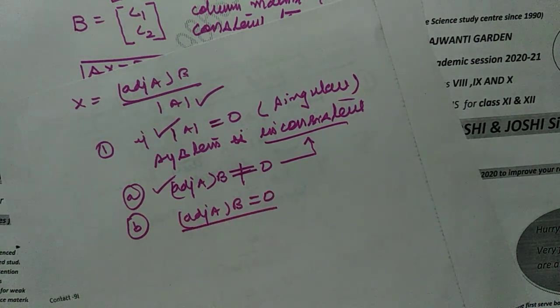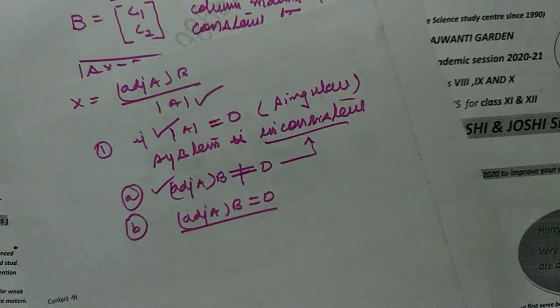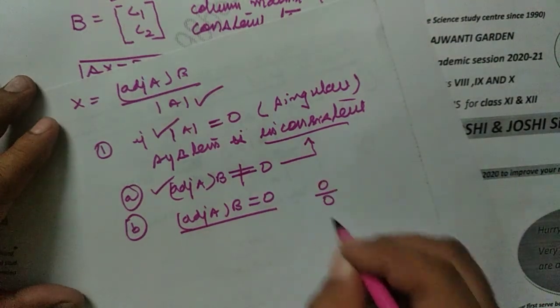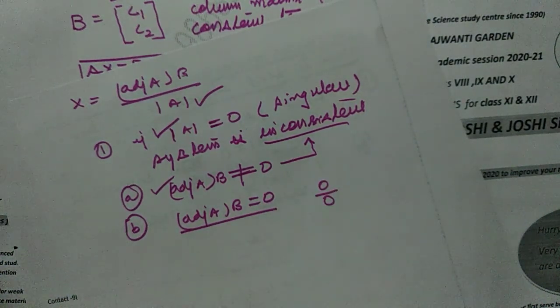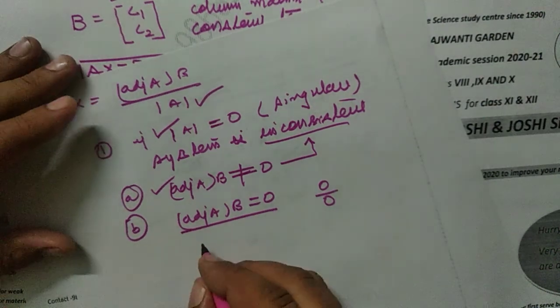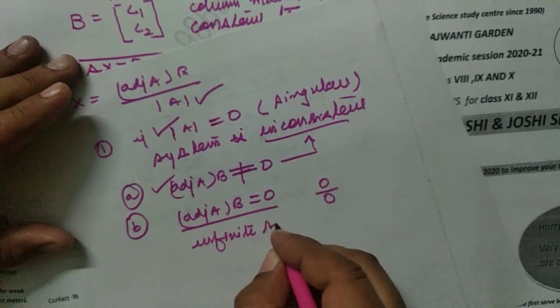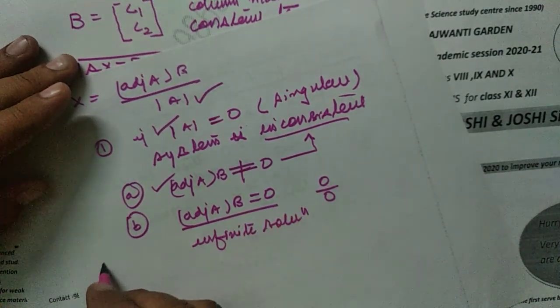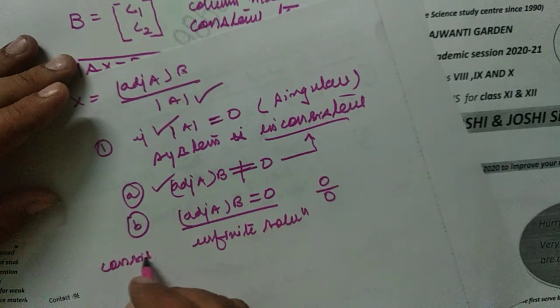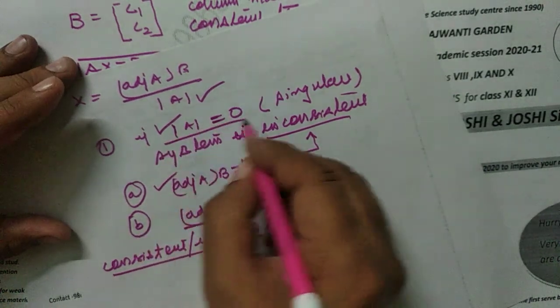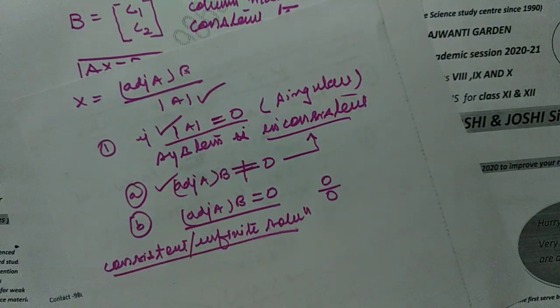so what will happen in that case? Your numerator is 0 and denominator is also 0. So now you can't say it is not defined. When both numerator and denominator are 0, you can't say it is not defined. In this case, it will have infinitely many solutions. It is consistent with infinite solutions.